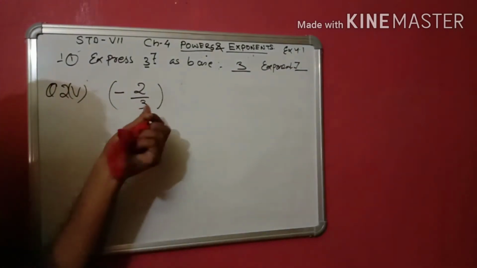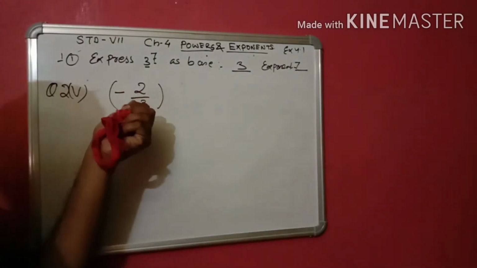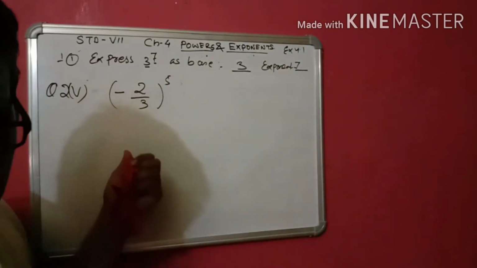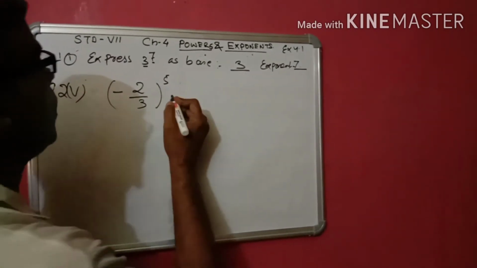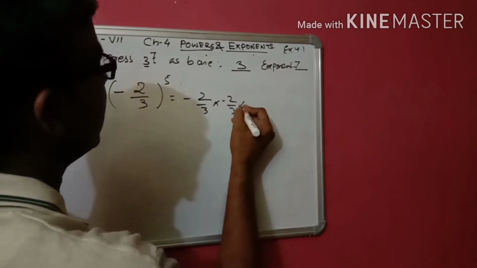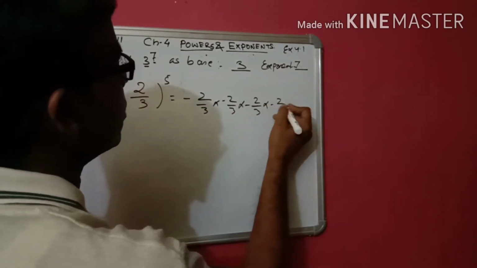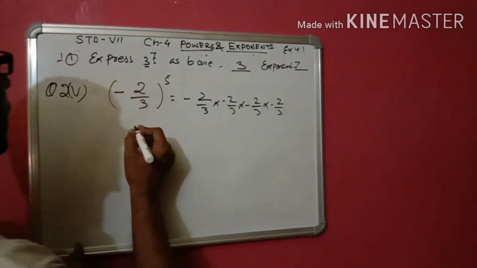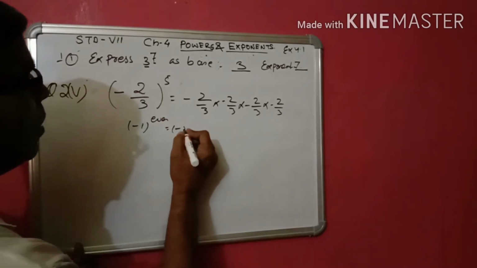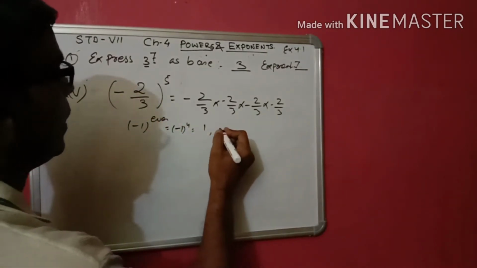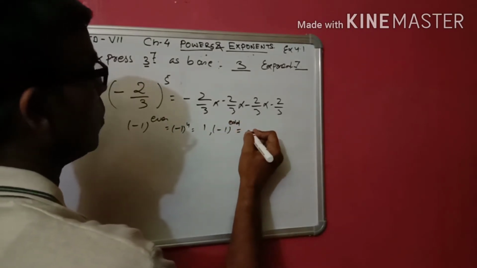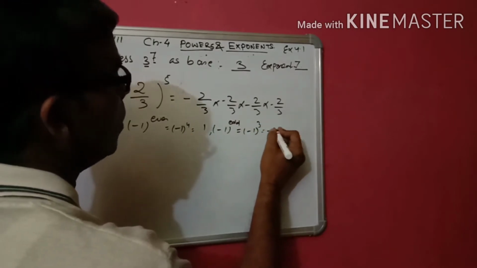Now here we have to find the value of minus 2 by 3 to the power 5. So I can write minus 2 by 3 into minus 2 by 3 into minus 2 by 3 into minus 2 by 3, five times. As we know, minus 1 to the power an even number, say minus 1 to the power 4, will be plus 1. If minus 1 to the power an odd number, suppose minus 1 to the power 3, it will come minus 1.